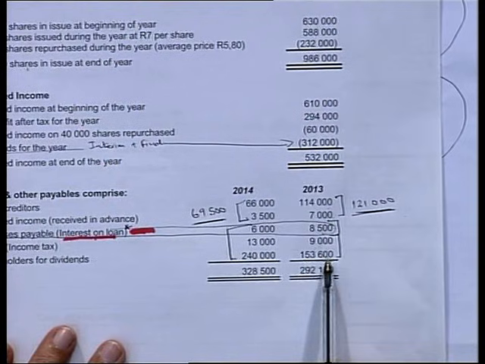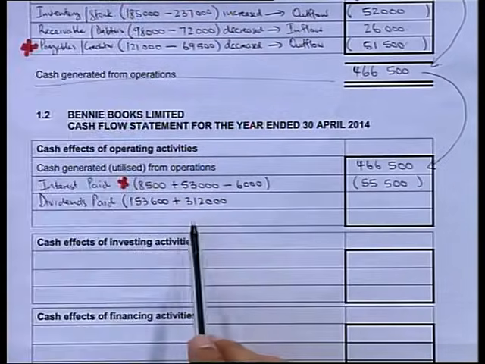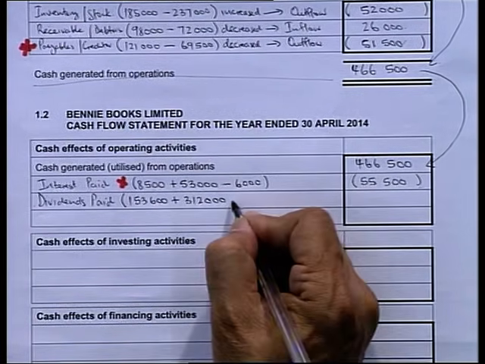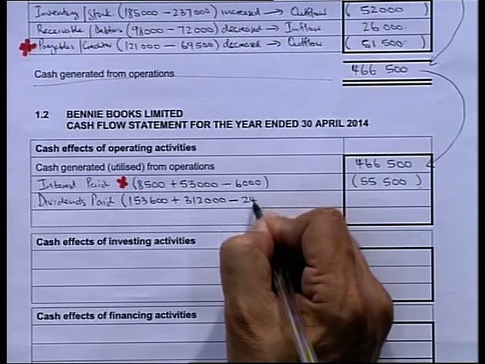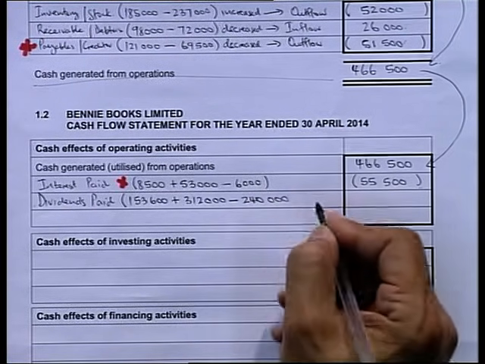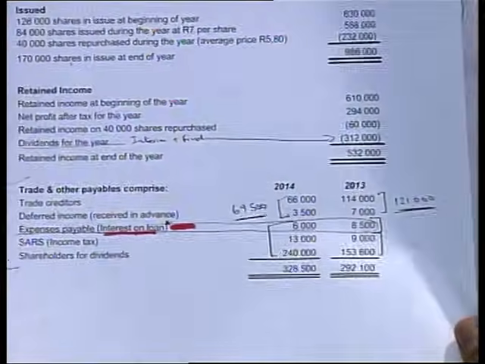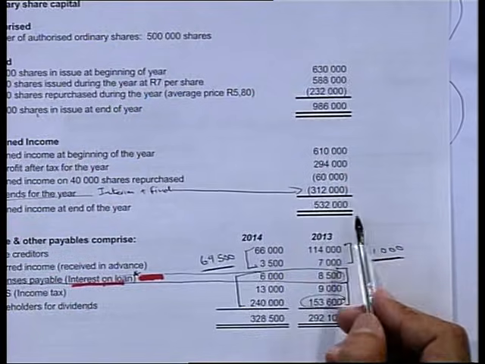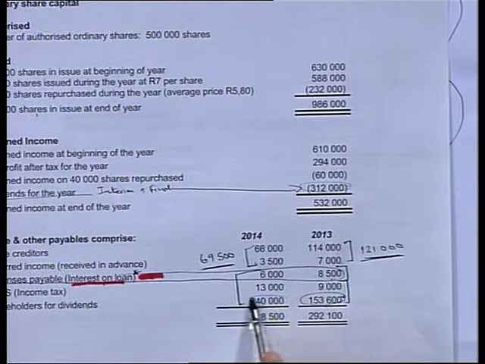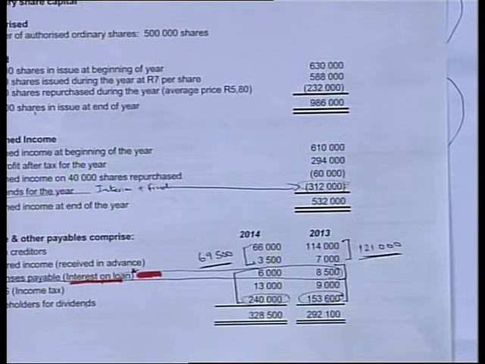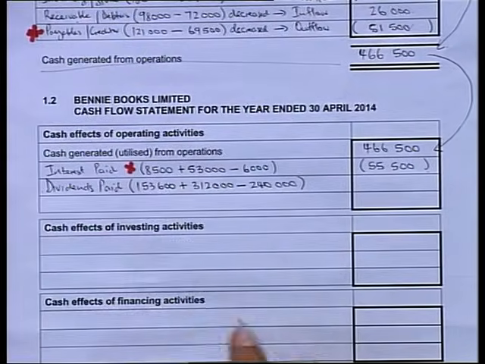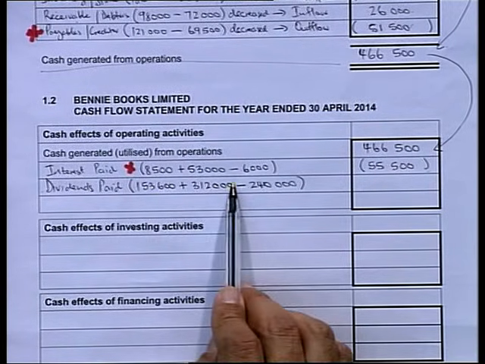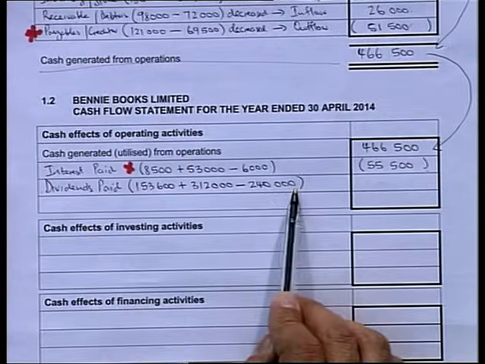We haven't paid the 153 of last year. We've declared a total dividend of 312,000 for this year, and we also haven't paid 240,000 for this year. So where do we find the 240,000? That wasn't paid last year. There we find the dividends, the total dividend for this year, and also we haven't paid that 240 for this year. So my bracket will be last year's opening balance of the shareholders plus the total dividend minus the closing balance of the shareholders.